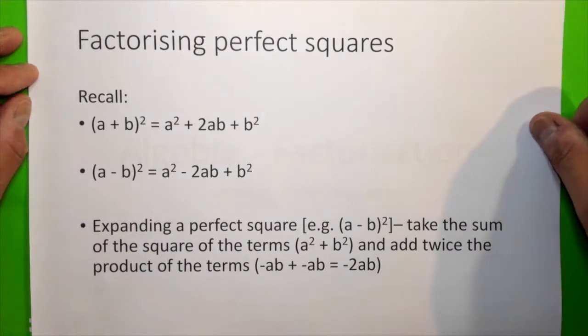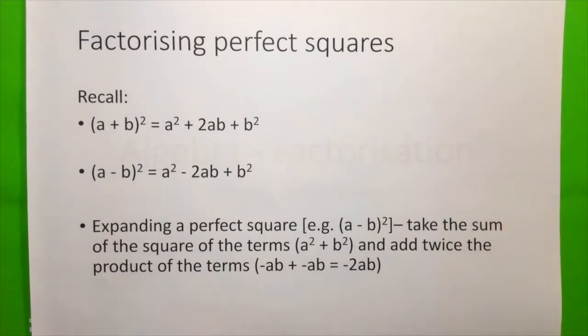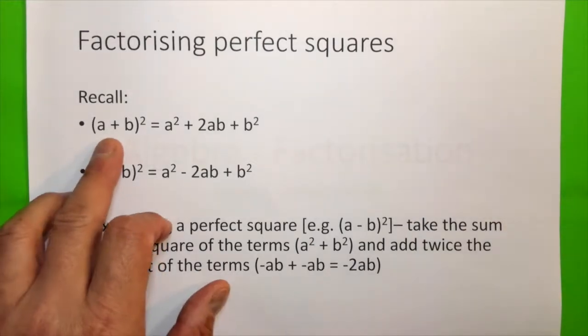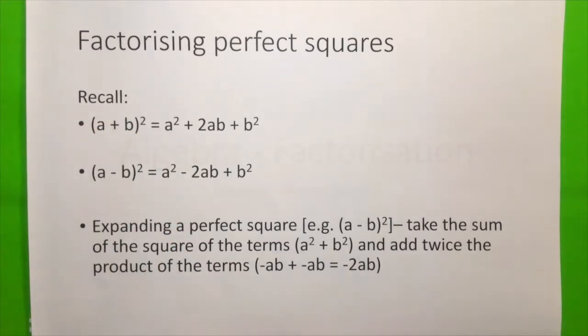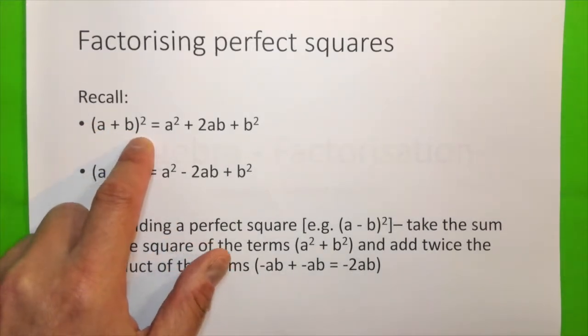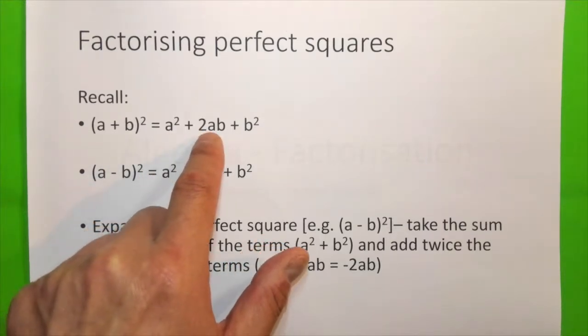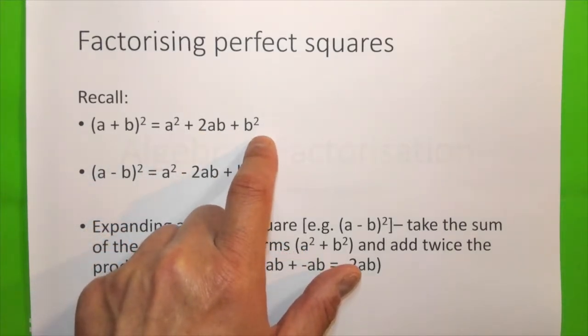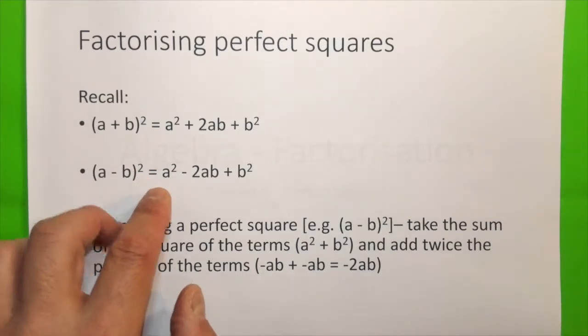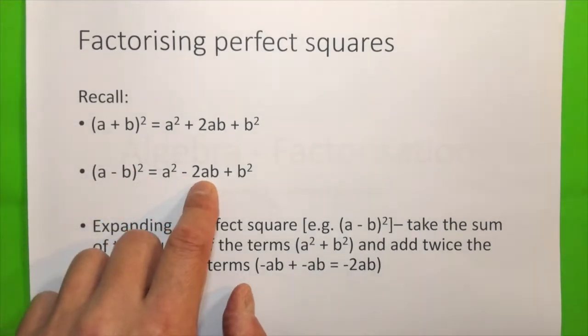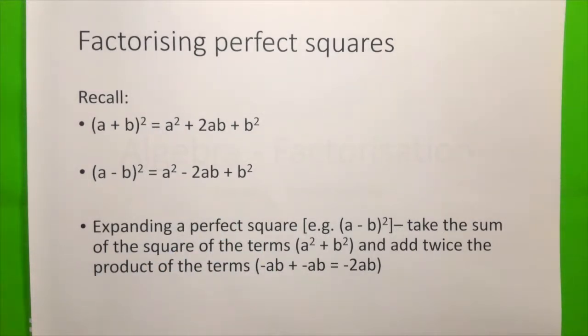Now, you really need to recall from the revision lesson, if we have a perfect square, (a + b) squared, which is (a + b) times (a + b), that gives us a squared plus 2ab plus b squared. Similarly, for (a - b) squared, we'll have a squared minus 2ab plus b squared.